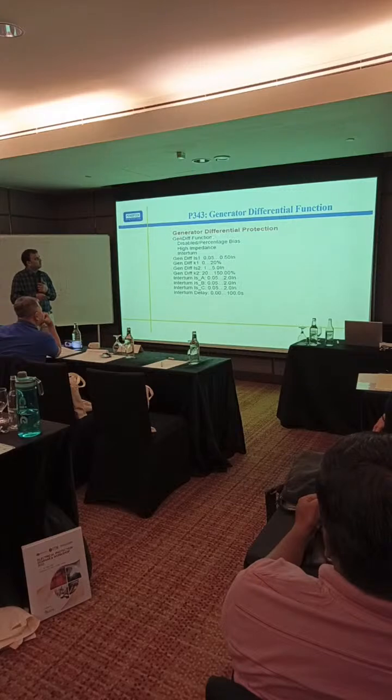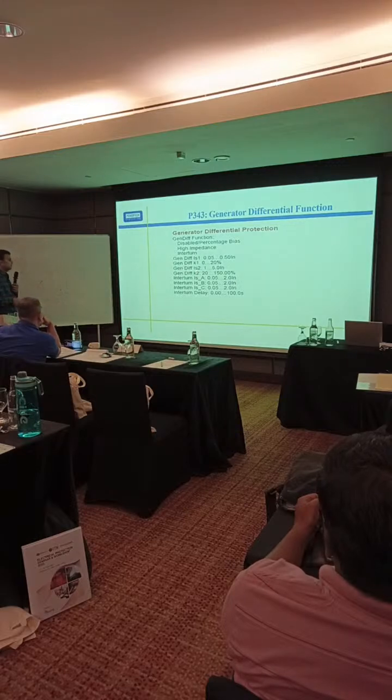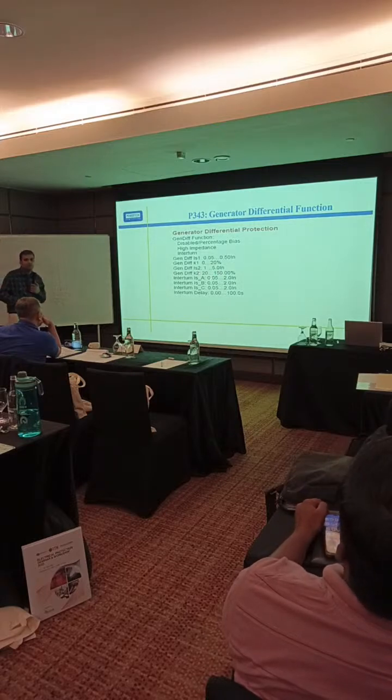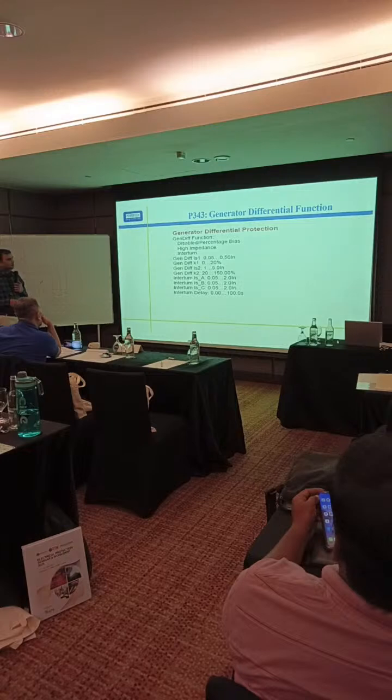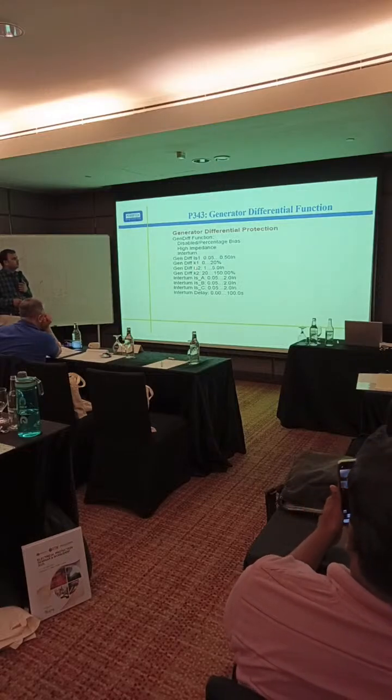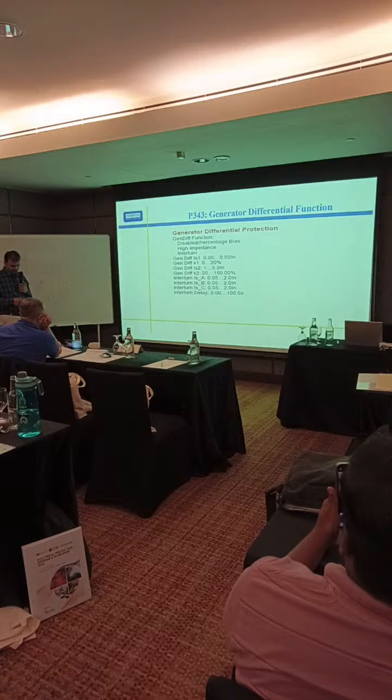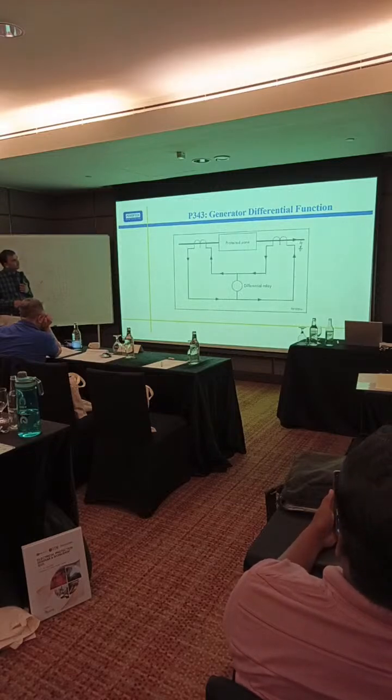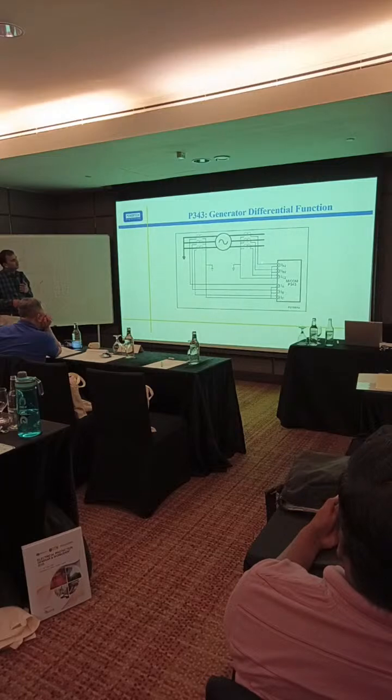This is the generator differential protection. You can see the first slope is 0 to 20%, and this setting is from 1 to 5 IM, and the second slope is 20 to 150%. So there is only one slope in this case. So this is how we connect the relay.